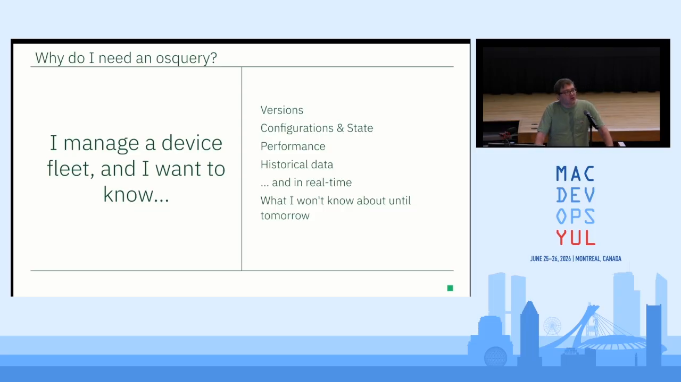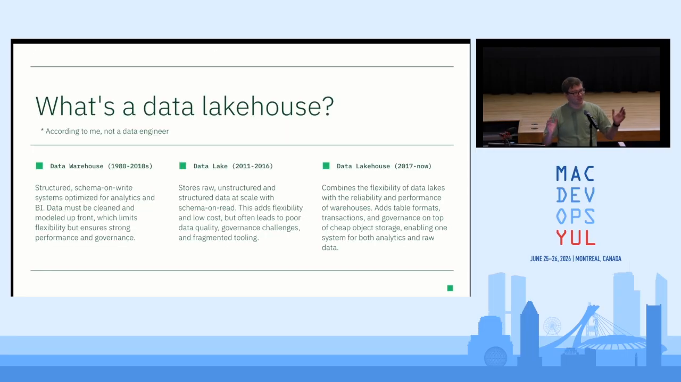But if all of our devices are generating all this data, we need to send it somewhere useful. At Airbnb, we're a remote company. I can't SSH into someone's device and run osquery. So we need to ship this all somewhere. And a really good option today is a data lakehouse. So what's a data lakehouse?